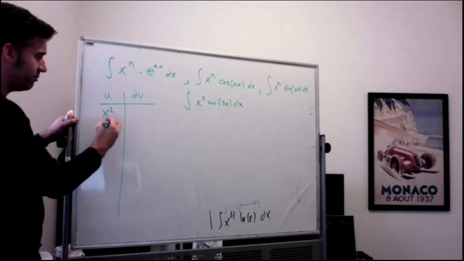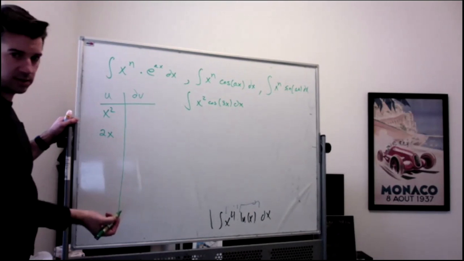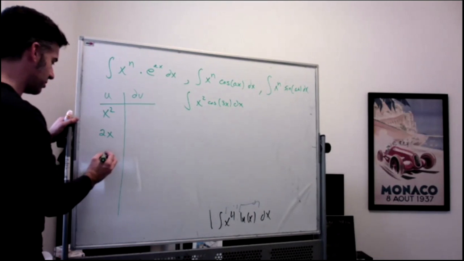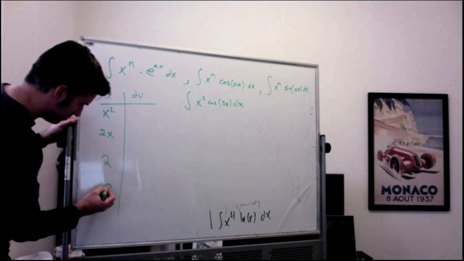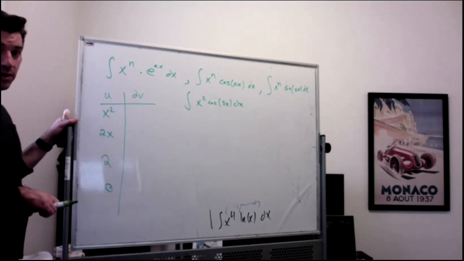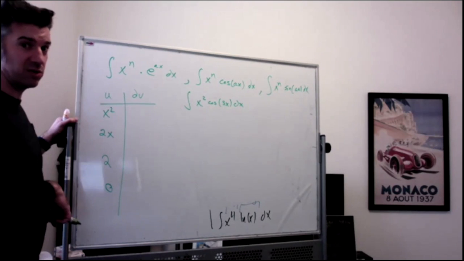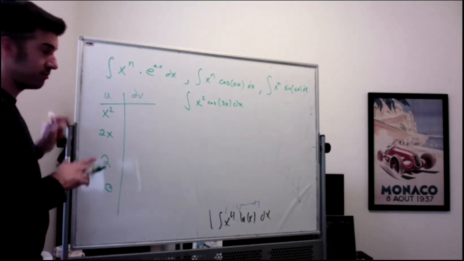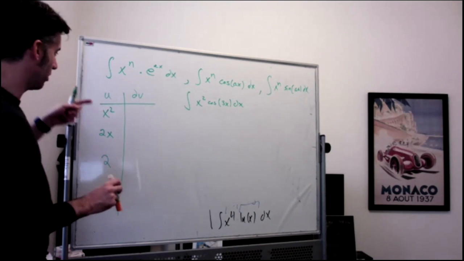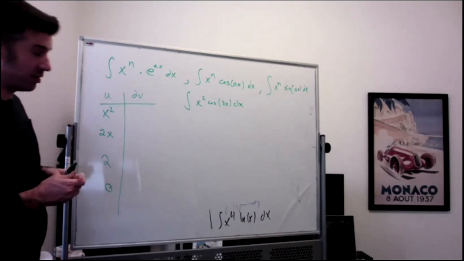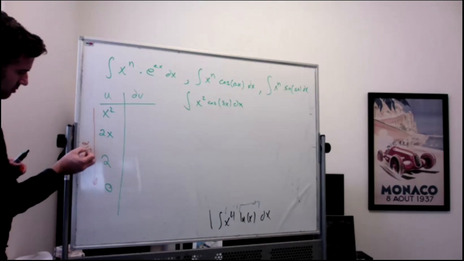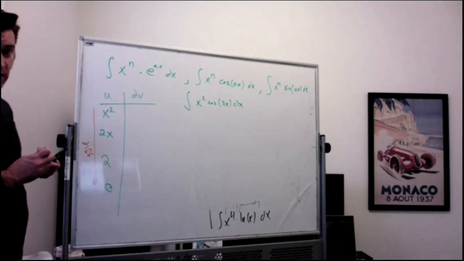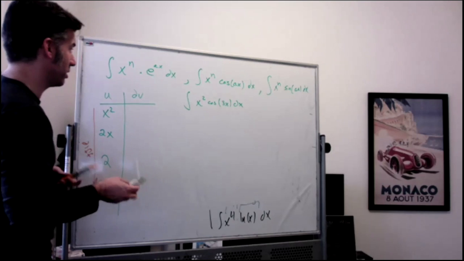What's the derivative of x squared? 2x. What's the derivative of 2x? 2. What's the derivative of 2? You do need to go all the way to 0. If you don't end at 0, you shouldn't be doing this method. Right? This method is only good if your u column eventually ends at 0. So here we are differentiating. On the dv side, we're going to be anti-differentiating.